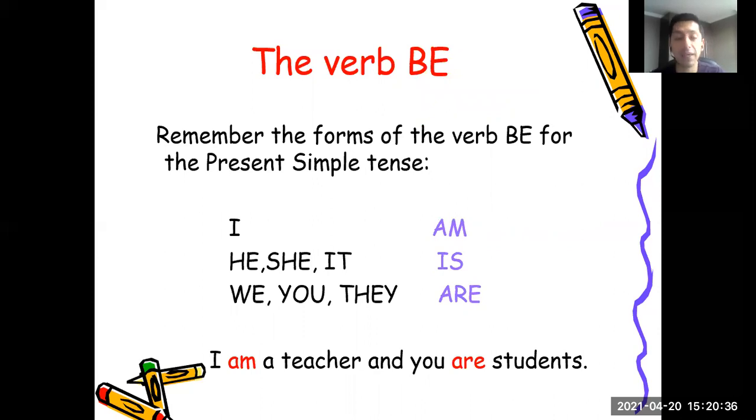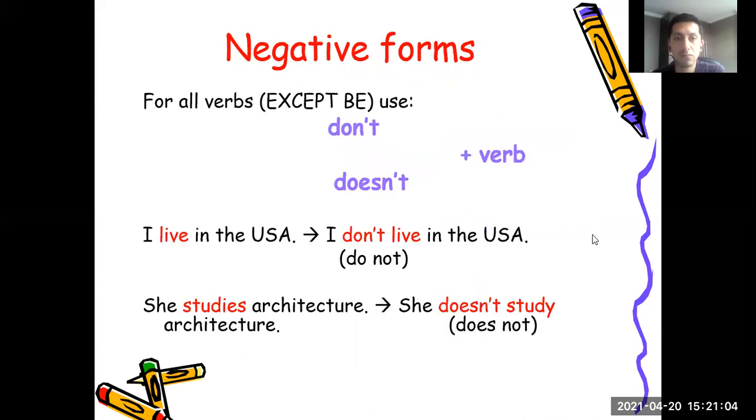I cannot combine these two verbs together. I cannot use the verb be with another verb in the simple form, okay? So an example here: I am a teacher and you are students. As you see, I'm using just one verb at a time. I'm using just the verb be here, I am a teacher. And also here, I'm using only the verb be, you are students. I'm not combining two verbs, okay? So be careful about that.